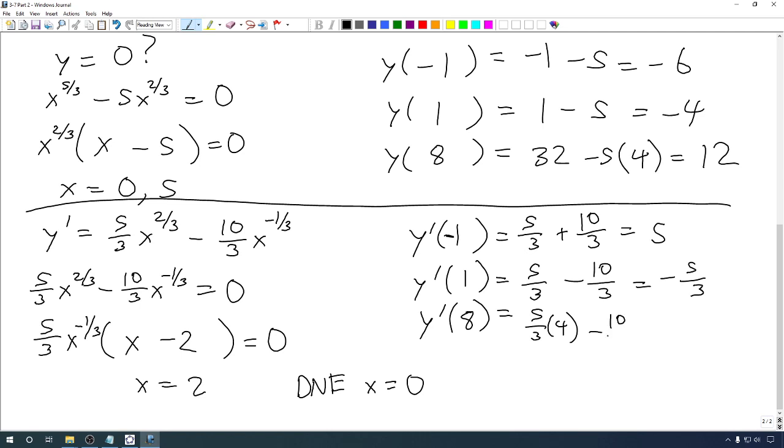minus a 10/3. Now we have to figure out what 8 to the negative 1/3 actually is. Well, keep in mind this. We take the cube root of 8 to get a 2. 2 to the negative 1 power is actually a 1/2. Remember that negative power means that we flip it upside down. So this is 20/3 minus 5/3. In other words, we get another 15/3 or 5. We get a positive, a negative, and a positive.